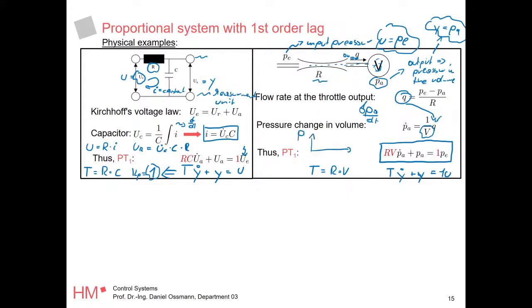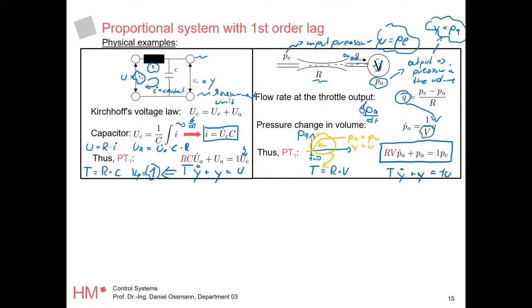So if this is P_A, at the time t0 we have a certain pressure, and let me change the color. Now we apply an input pressure, and this time constant tells us how fast we're going to move to this output pressure. And here P_A equals P_E, or Y equals U. In steady state they're going to be the same, but we will need some time. And how long this takes depends on this time constant.